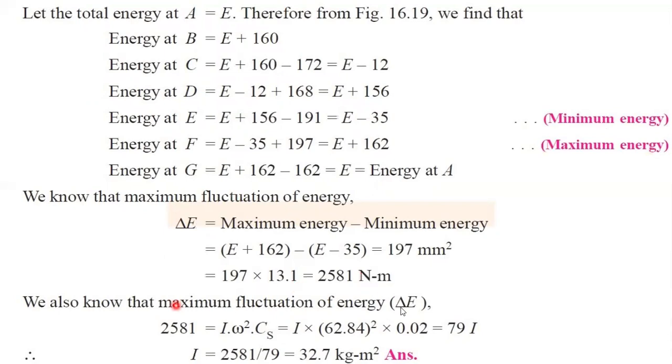So the maximum fluctuation of energy, del E, is equal to I omega square CS. Del E we know, omega value we know, and CS value we know. Calculating the mass moment of inertia is very easy. Once you calculate, you will be getting kg meter square.